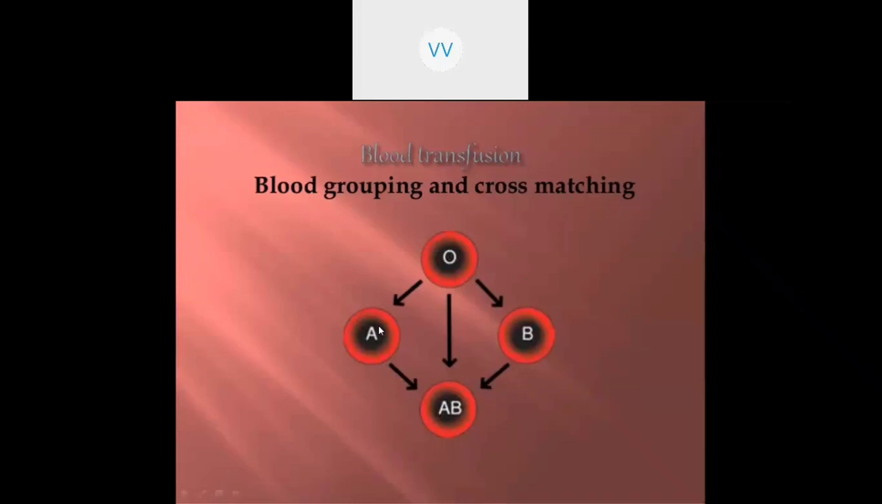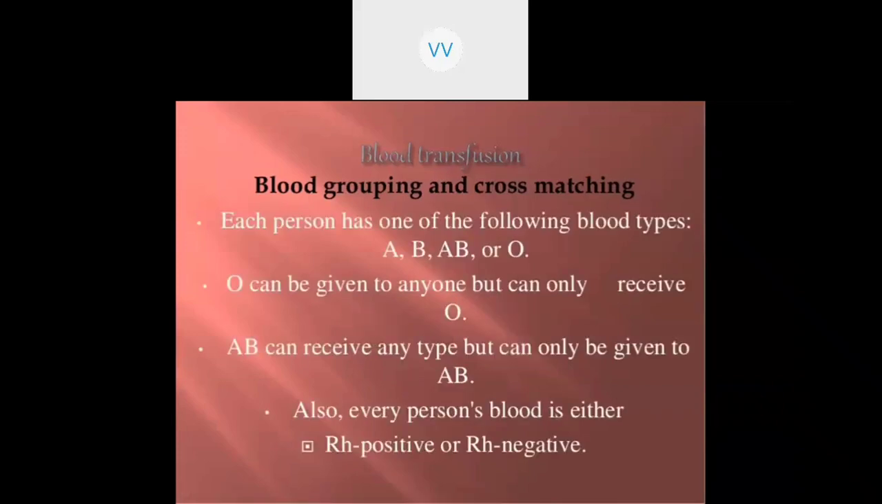First A positive, A negative, B positive, B negative, O positive, O negative, AB positive, AB negative. These are also some of the blood types and blood groups. See, each person has one of the following blood types: A, B, AB, or O. Okay, O can be given to anyone but can only receive O. Any A positive, Rh positive, you can give, and Rh negative, you can give to any type of blood group persons.